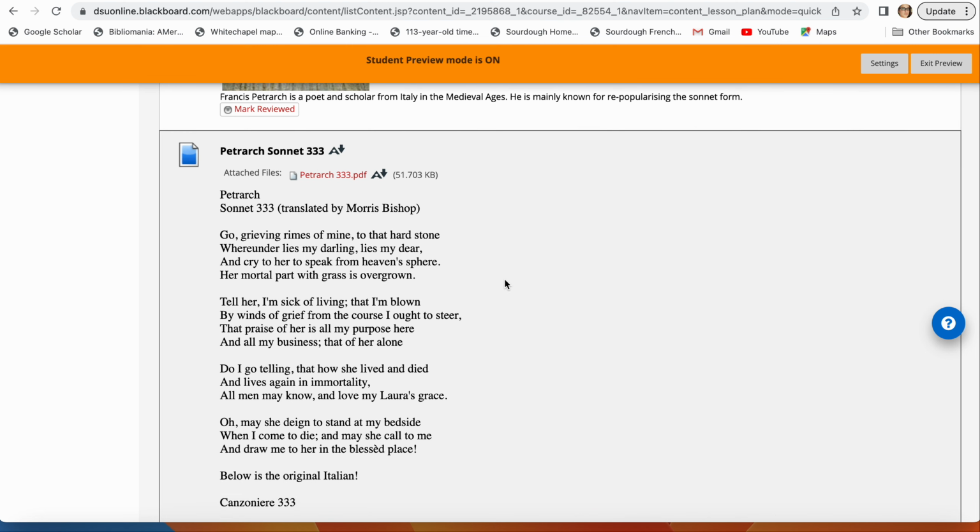Go, grieving rhymes of mine, to that hard stone, whereunder lies my darling, lies my dear, and cry to her to speak from heaven's sphere. Her mortal part with grass is overgrown. Tell her I'm sick of living, that I'm blown by winds of grief from the course I ought to steer, that praise of her is all my purpose here, and all my business, that of her alone, do I go telling, that how she lived and died, and lives again in immortality, all men may know, and love my Laura's grace. Oh, may she deign to stand at my bedside when I come to die, and may she call to me and draw me to her in the blessed place.